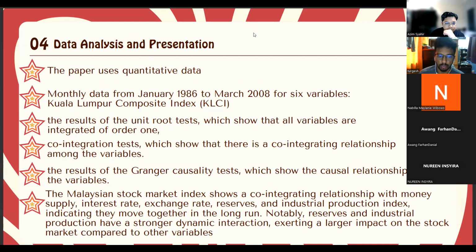And the Malaysian stock market index shows a co-integrated relationship with money supply, interest rate, exchange rate, reserve, and industrial production index, indicating they move together in the long term. Notably, the reserve and industrial production have a stronger dynamic interaction as well, exerting a larger impact on the stock market compared to the other drivers.